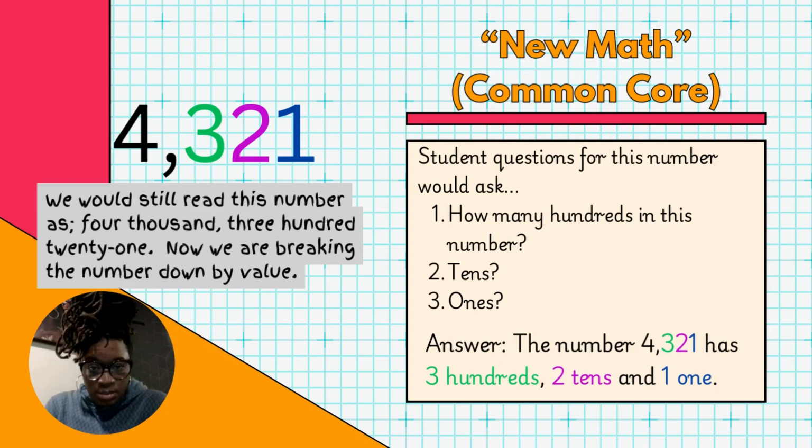When breaking down this number by value, we are then going to say, hey, the number 4,321 has three hundreds, two tens, and one one. Notice how we took the place value, and instead of us just reading it as ones, tens, hundreds, we talked about, oh, there are three hundreds in this number. There are two tens, and there is one one.